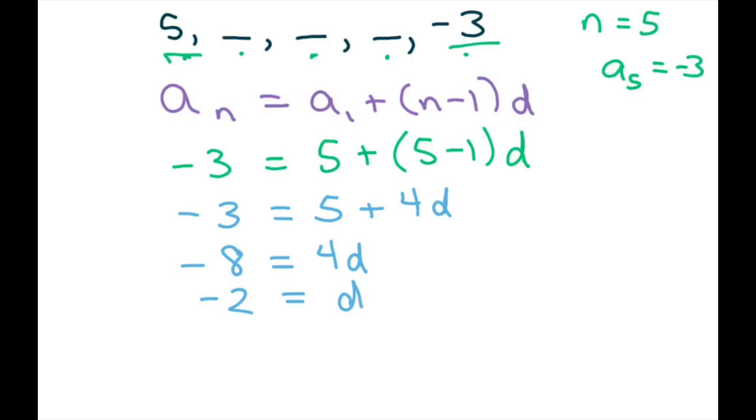So now, since I know d is negative 2, all you do is keep subtracting 2. So you take 5. What's 5 minus 2? 3. What is 3 minus 2? 1. What is 1 minus 2? Negative 1. And negative 1 minus 2 is negative 3. Alright? So that's how that goes.